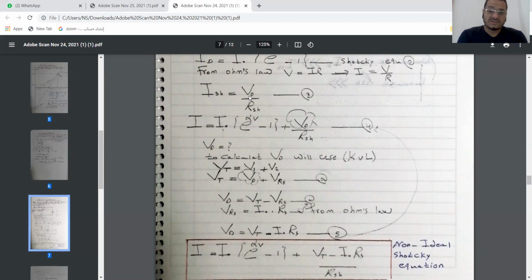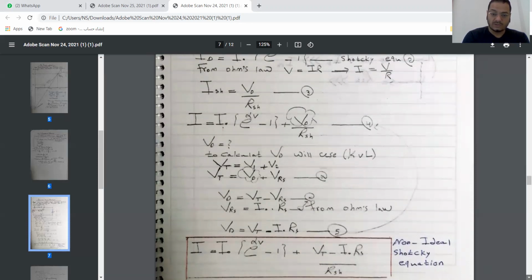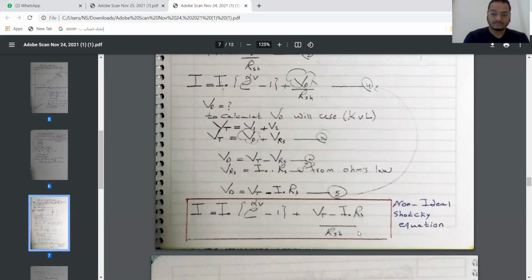We can find VD by using Kirchhoff's voltage law. V total equals the diode voltage plus the series resistance voltage, which means VD equals VT minus VRS. VRS, from Ohm's law, equals I naught RS. The current will be I naught exponential alpha V minus 1, plus V total minus I naught RS divided by RSH. This is the non-ideal Schottky equation.